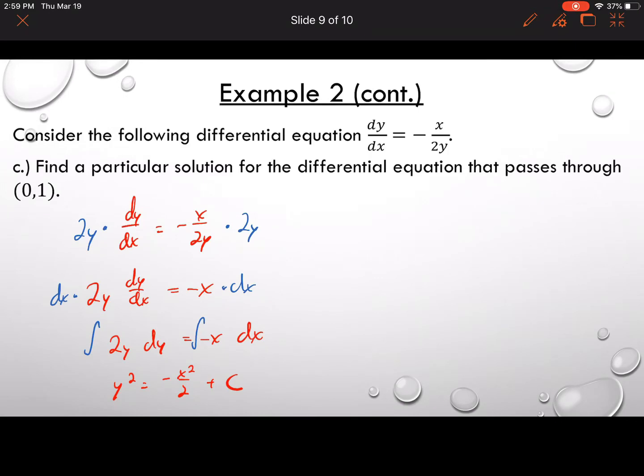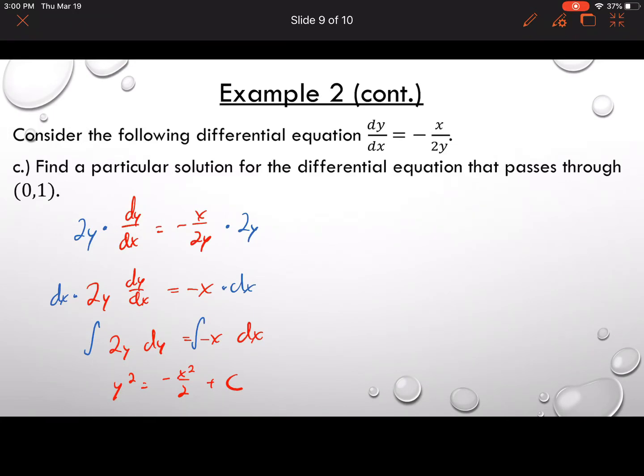Now, you might be wondering, why did I write plus c only on one side, even though we found the antiderivative on both sides? The reason is because eventually this answer will only have one constant. You can put plus c on both sides, but eventually we're going to combine those plus c's into a single constant. So it's more convenient to just write a plus c on one side.